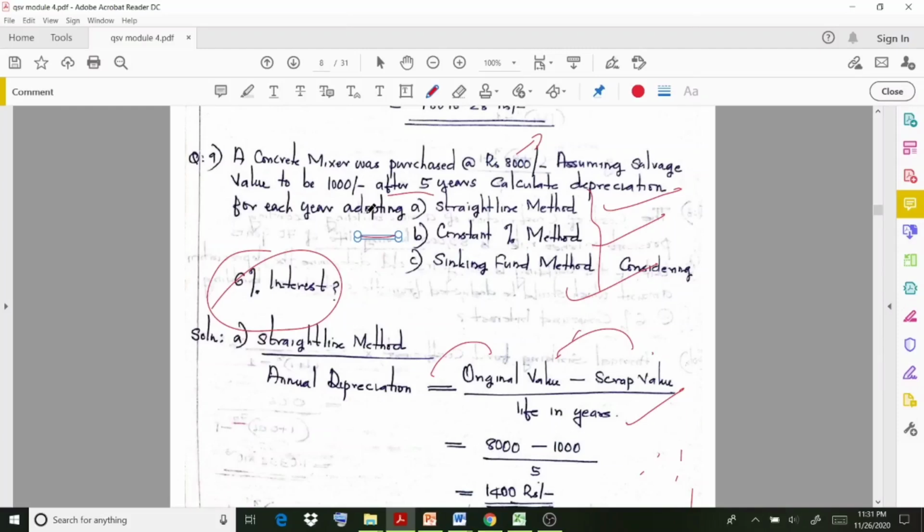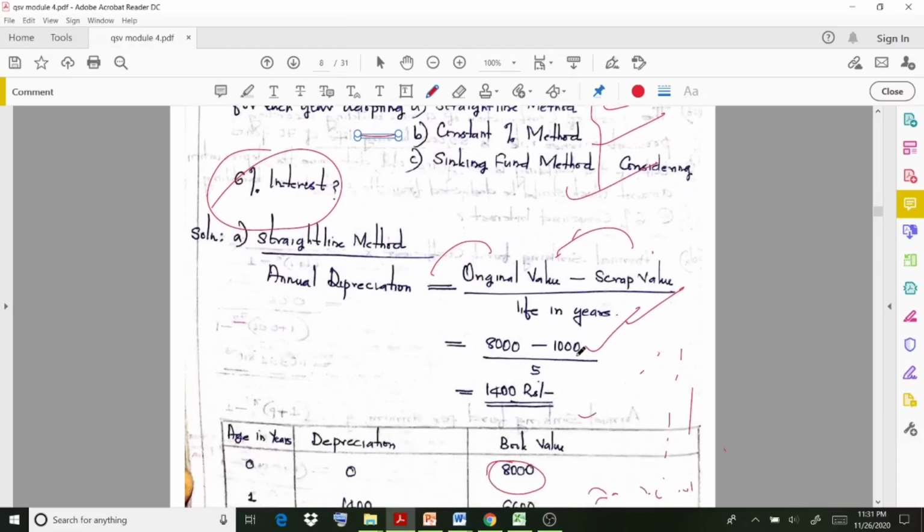But in this case it is given that this is the salvage value, so you can take this salvage value in this case. So the original value is 8,000 and here it is going to be 1,000. The life in years is given as 5. So you can write it down and you will finally get 1,400 rupees.